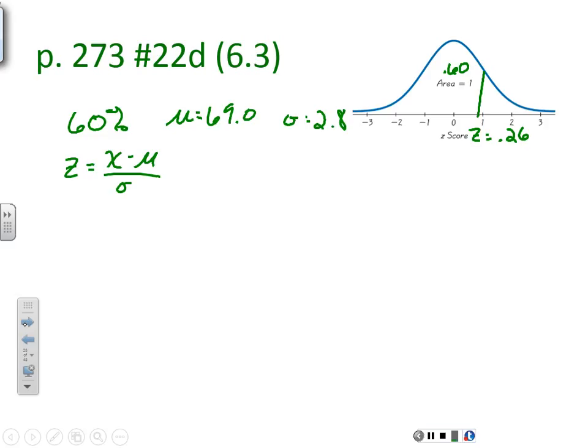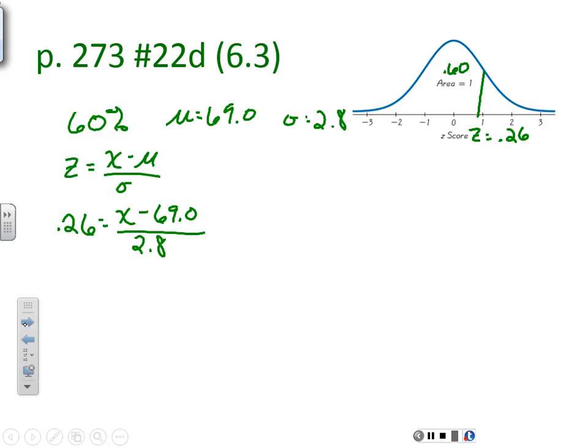Now, what we have to do is plug it in. We're going to put our 0.26 in for our z-score. I want to know x. I want to know what height gives me that 60% of the men can walk through without bending over, minus my mean, which was the 69, divided by my standard deviation of 2.8.